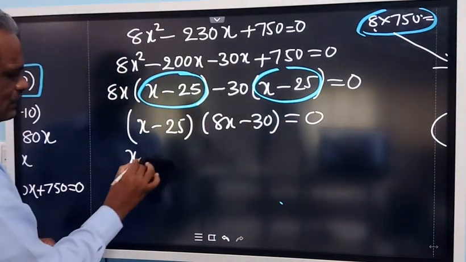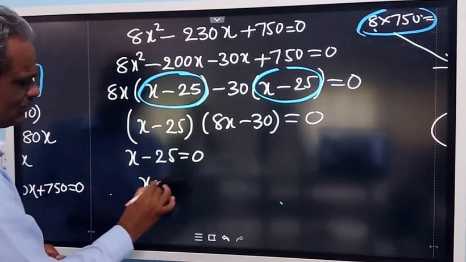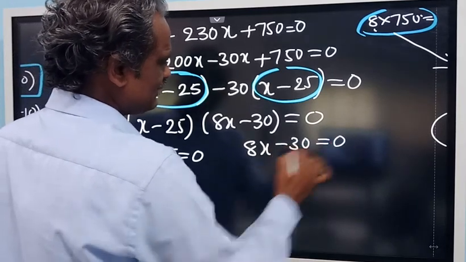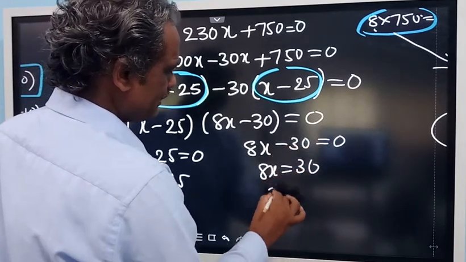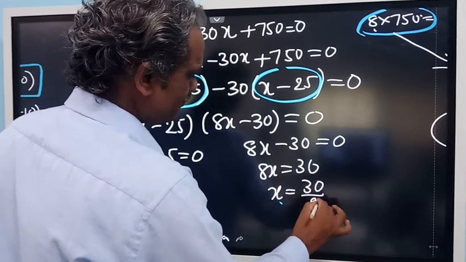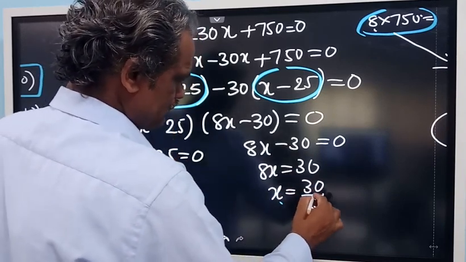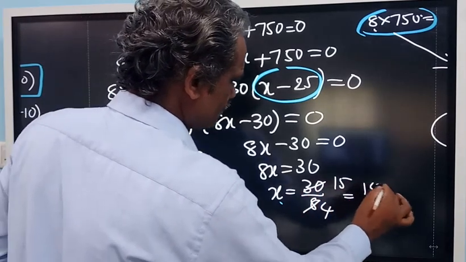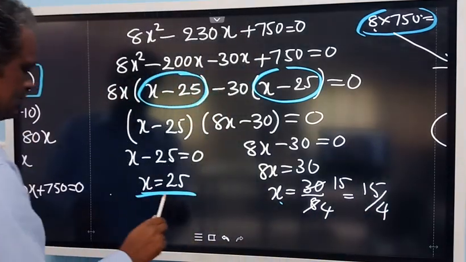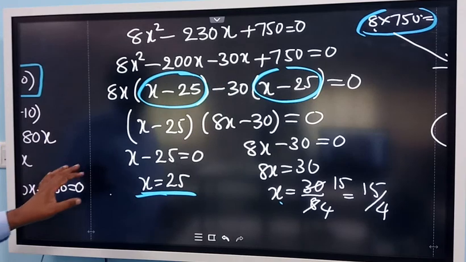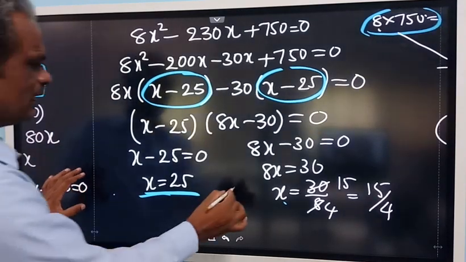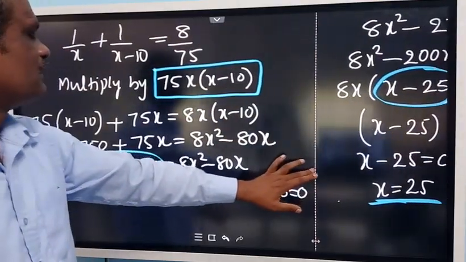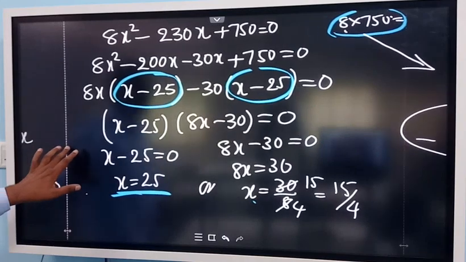So equate this one: x minus 25 is equal to 0, means x is equal to 25. Or 8x minus 30 is equal to 0, means 8x is equal to 30, x is equal to 30 divided by 8, which is 15 by 4. What is x? The time taken by them. x is equal to 25 or x is equal to 15 by 4. You are getting two answers. So which one is correct?